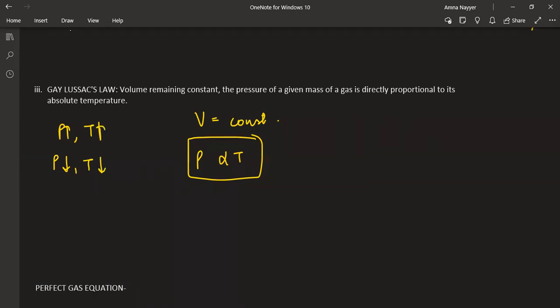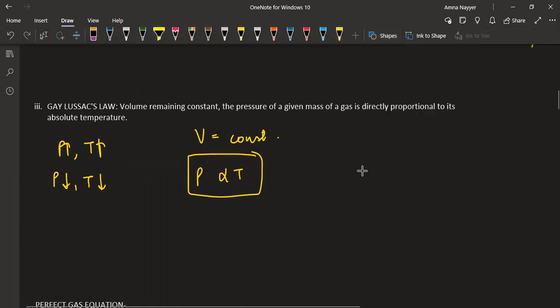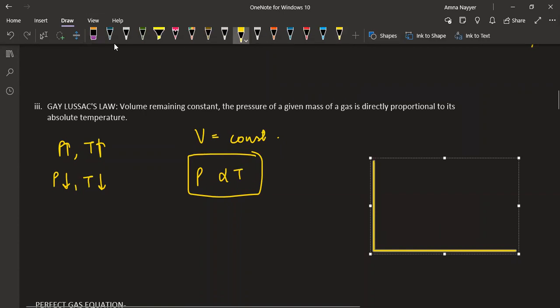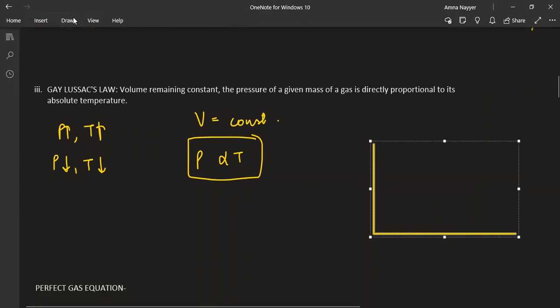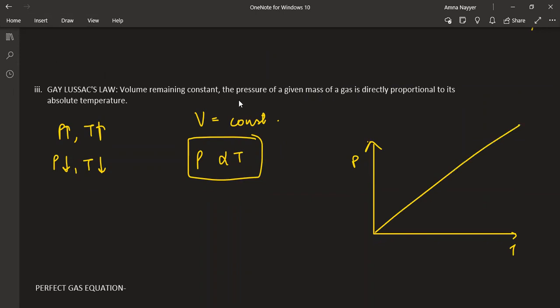So this will also be a very similar graph. Similarly here as well, if you plot P versus T, it will be directly proportional. You keep on increasing the value of pressure, the value of temperature will keep on increasing.